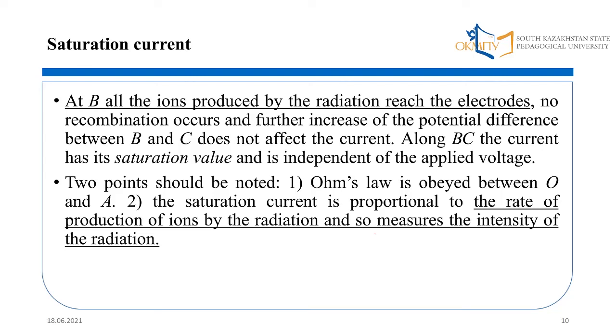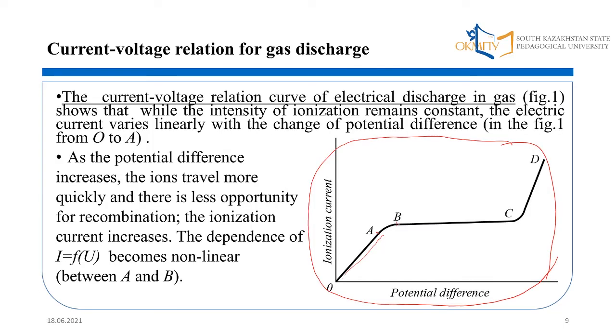At B, all the ions produced by the radiation reach the electrodes. No recombination occurs, and further increase of the potential difference between B and C does not affect the current. At B, the number of ions does not change because the intensity of the ionizer is constant, and with increasing voltage, the current does not change. This current is called the saturation current, I saturation.